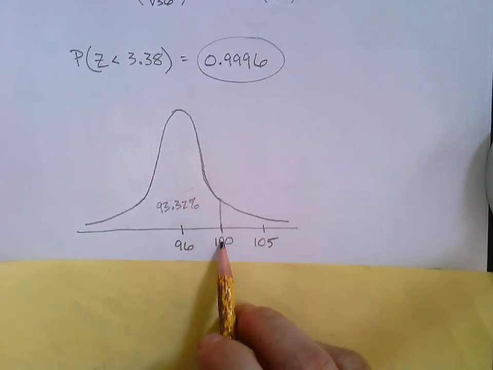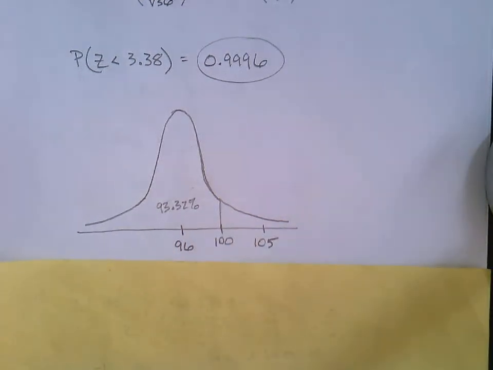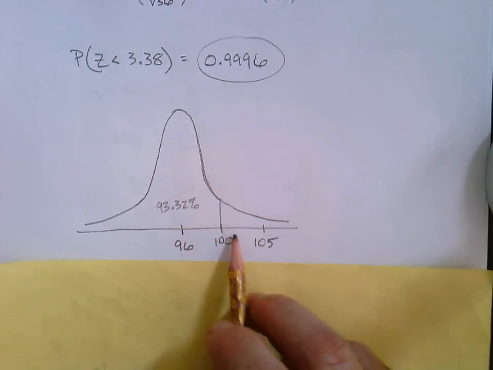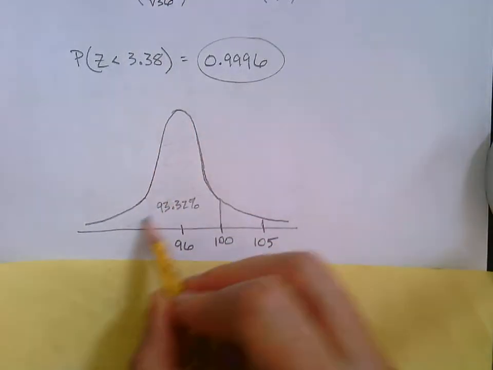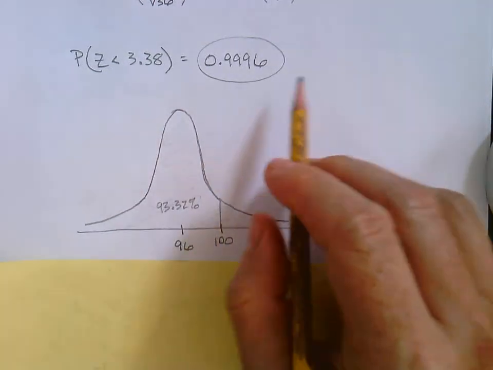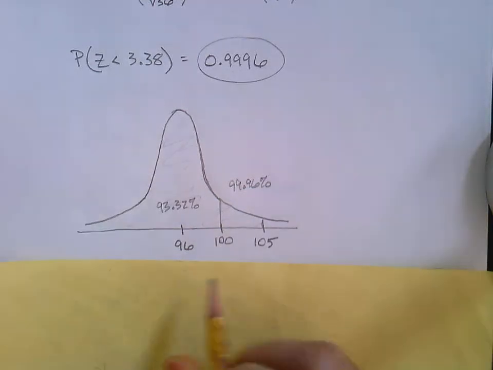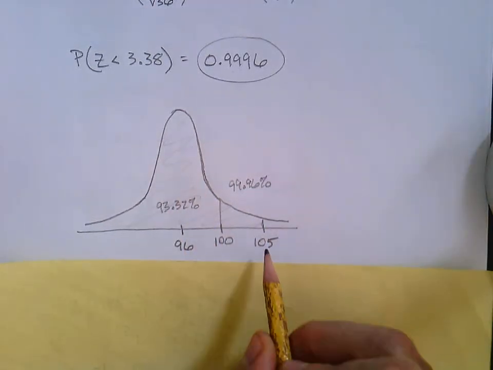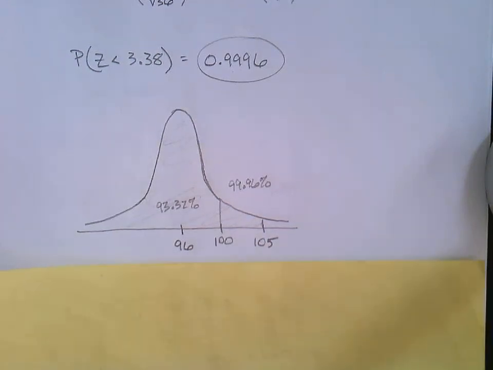Actually, the way I've drawn this, 100 should probably be further over to better depict what's going on. Then we said, okay, so that's 100. What about 105? And it turns out all of this below 105 was 99.96%. It's almost the entire thing. There's just this tiny little bit left over at the top. And truth is, I should probably move this further over because it's just this tiny, tiny little piece above.